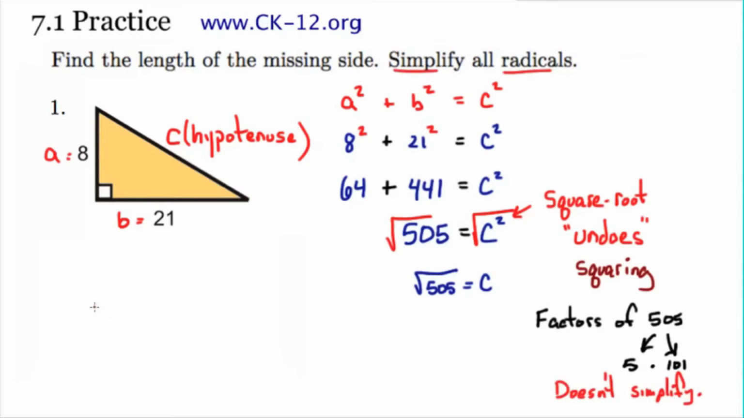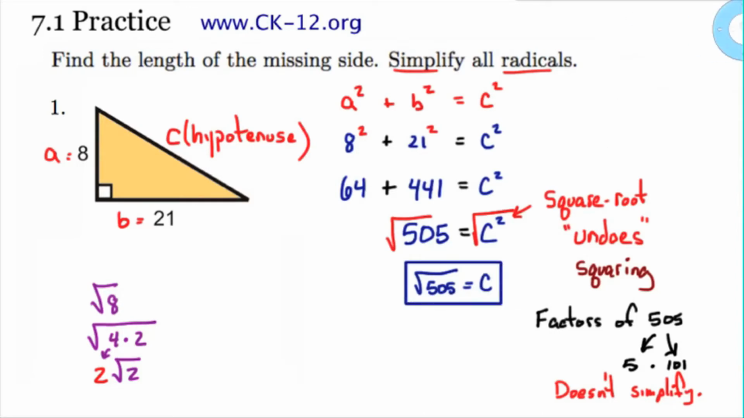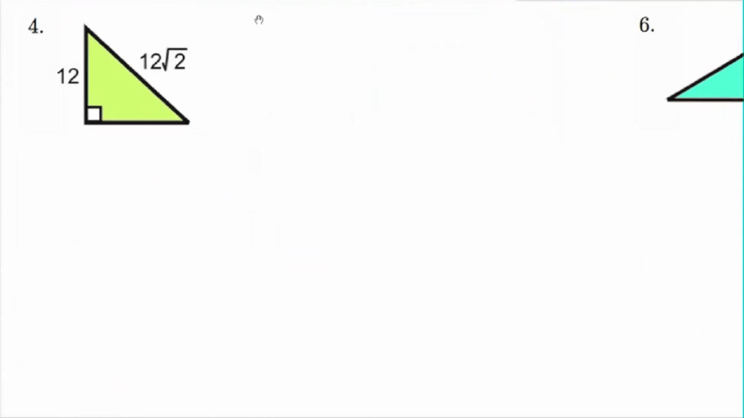Okay, let me tell you what I mean by that. Say we got root 8 as our final answer. Well, we could simplify this because 8 is 4 times 2, and the square root of 4 is 2. So that would be 2 root 2. So in this case, we don't get any simplification, so the square root of 505 is our answer.